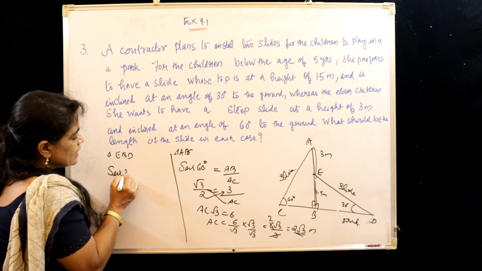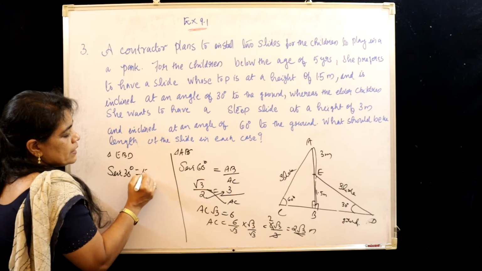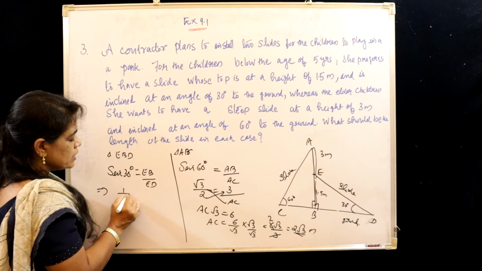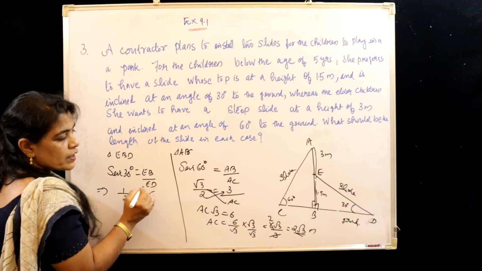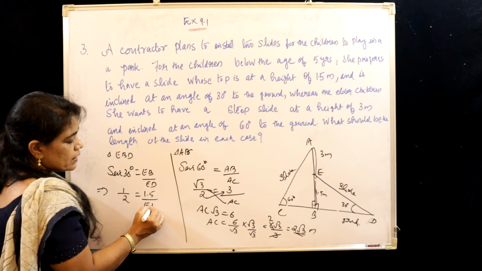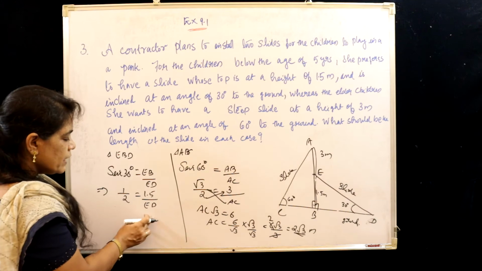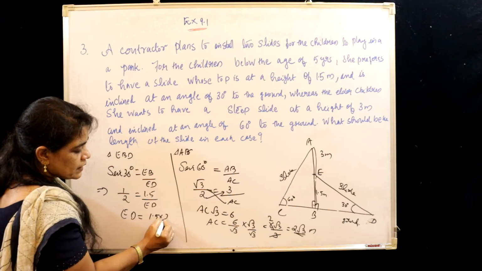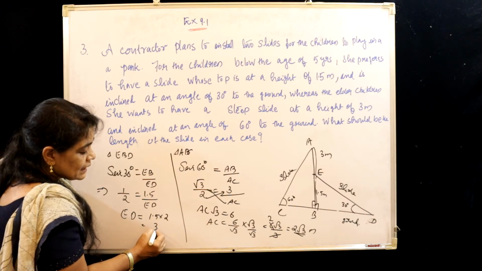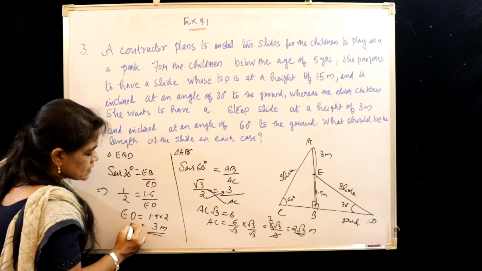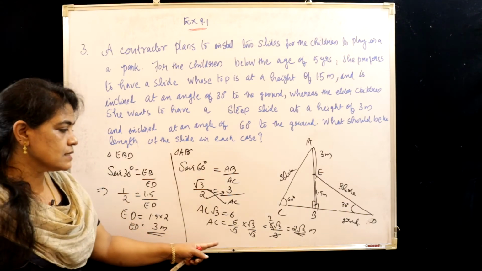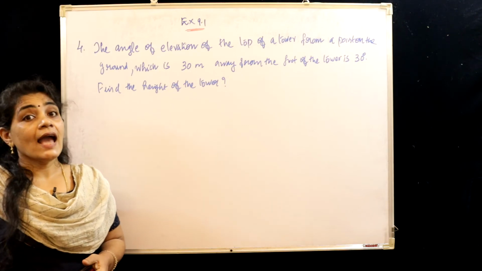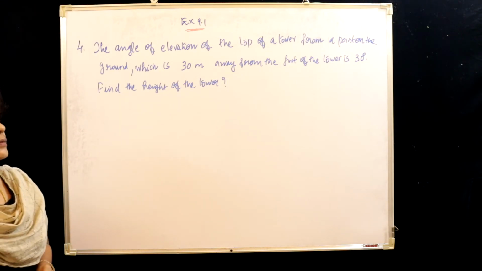So sine 30 degrees equals EB divided by ED, and the sine 30 value is 1 by 2, equal to 1.5, that is the height, and ED is the required length of the slide. So ED equals 2 into 1.5, that is 3 meters. This is the length of the slide for the smaller ones, and this is the length of the slide for the elder ones.